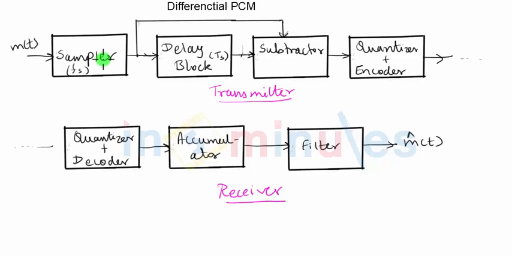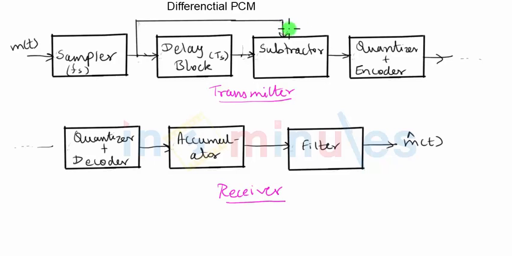Let us say the first sample arrives at the output of the sampler. You can see it goes as it is to the first input of the subtractor. It also goes to the input of the delay block. The delay block will provide a delay of Ts seconds. Ts is the sampling time period, which is 1 upon Fs. So as the first sample arrives, it goes to the delay block and to the input of the subtractor also. Because it's the very first sample, right now we don't have a defined output of the delay block.